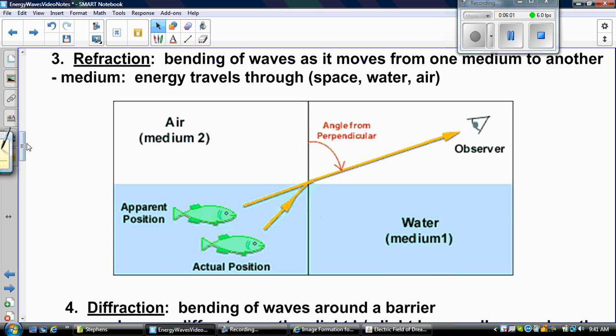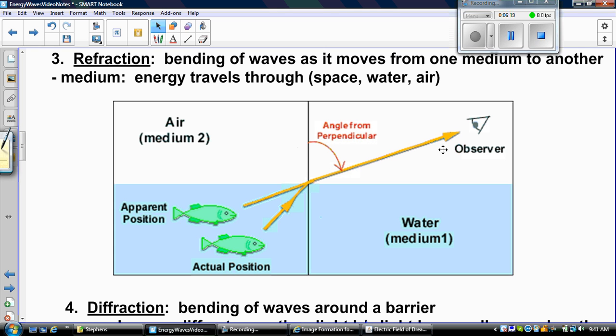Another way that light rays can behave is refraction. Refraction is the bending of waves as it moves from one medium to another. A medium is what energy travels through, like space, water, and air. And energy will travel at different speeds when it travels through space, water, and air.